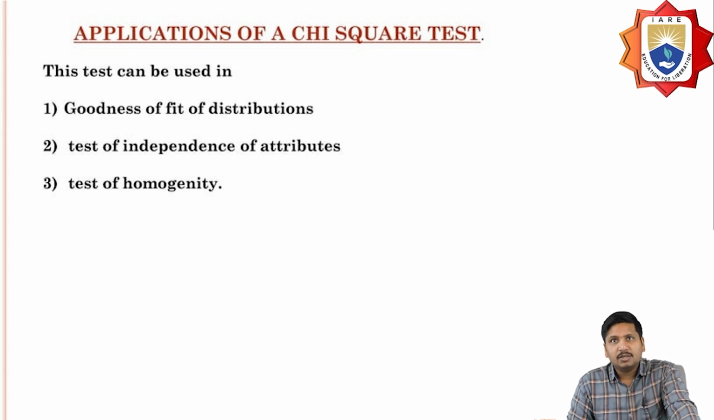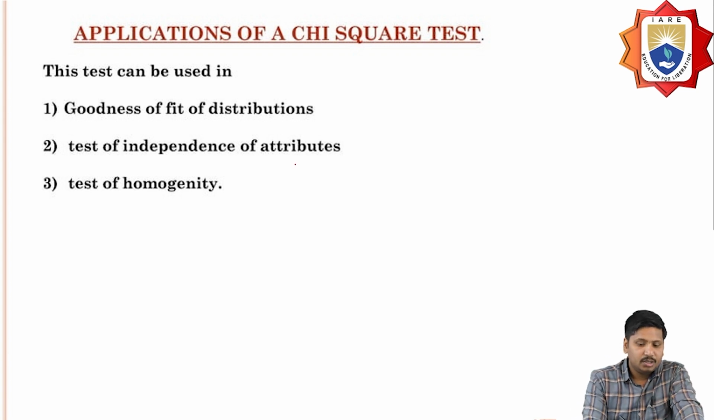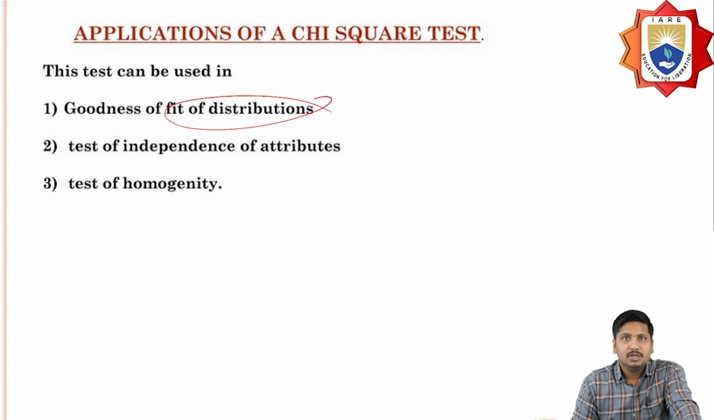So what is the application of the chi-square test? This test can be used in the goodness of fit of distributions, the test of independence of attributes, and the test of homogeneity. So this test is mainly used in the goodness of fit of distributions, and it can also be used in the test of independence of attributes and the test of homogeneity.